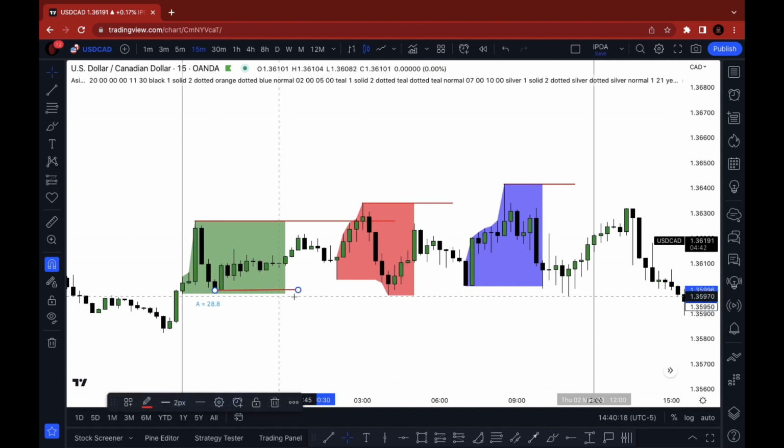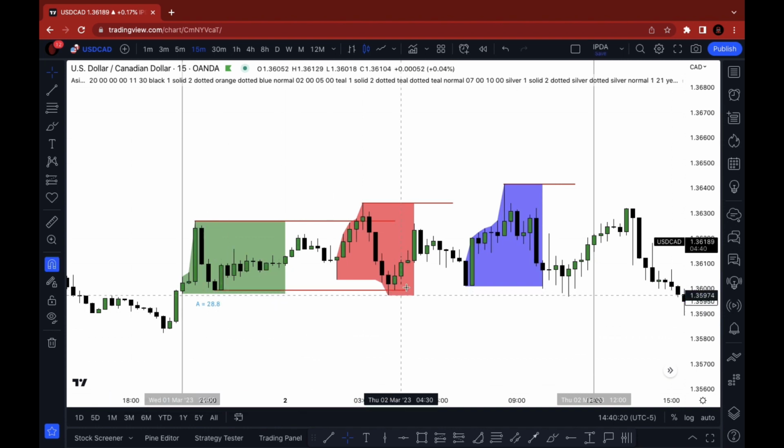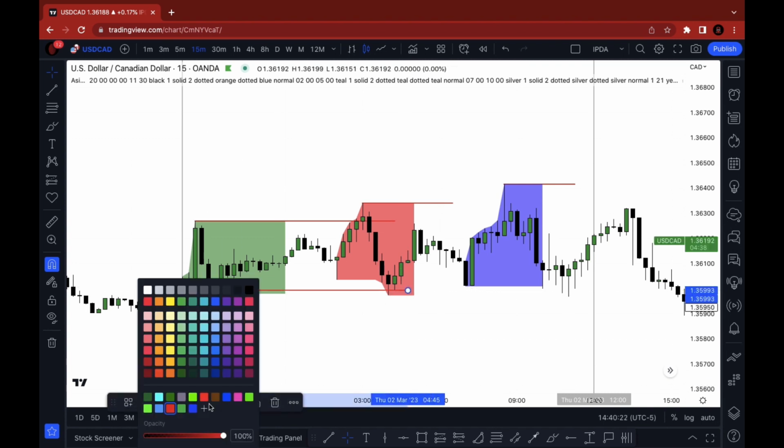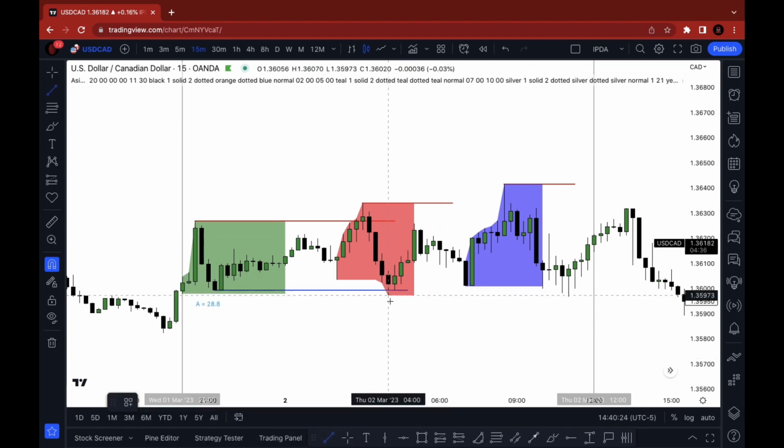So this is actually lower. We have a swing low here. I'll make this blue. We have a swing low here. We also have a swing low here as well.